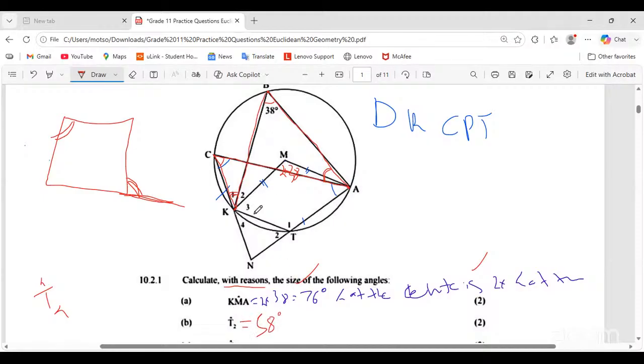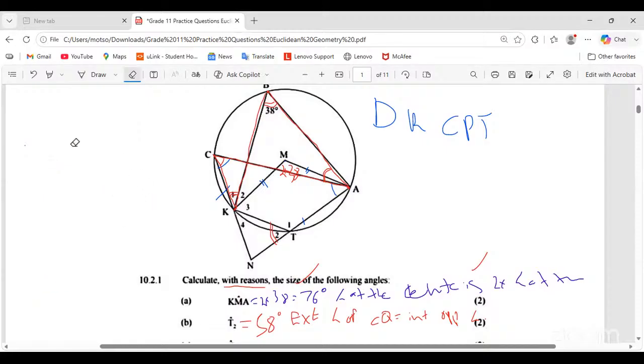From that 38, this is a cyclic quad with the line that is produced here. So this angle here is equal to that angle right there. So angle T2 is equal to 38 degrees, reason being exterior angle of a cyclic quad is equal to the interior opposite angle. Then you are done. Because this is maths, there are many approaches to a problem. There are many ways to kill a cat. You can also use this approach.